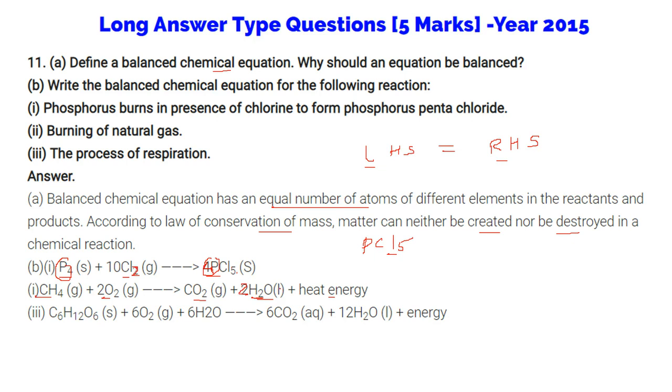Then since this oxygen has become 2 and this is 2, so 4, so we have to say 2 oxygen here. This becomes 2 into 2, 4. The process of respiration: C6H12O6 combines with O2 and water to give carbon dioxide and water.